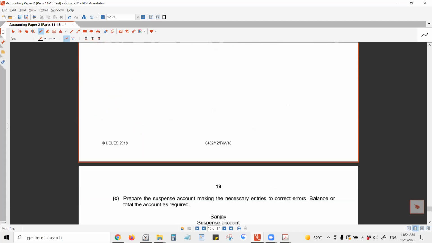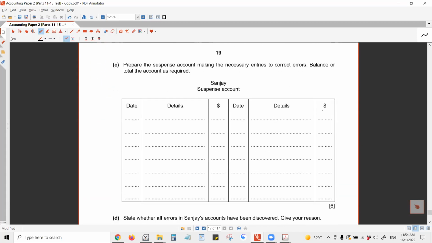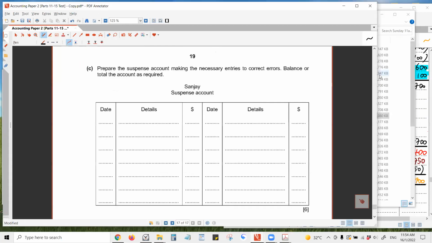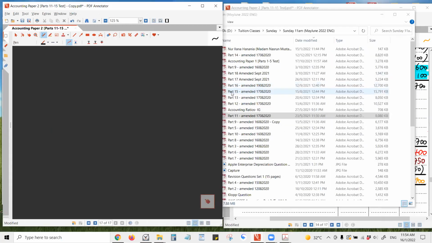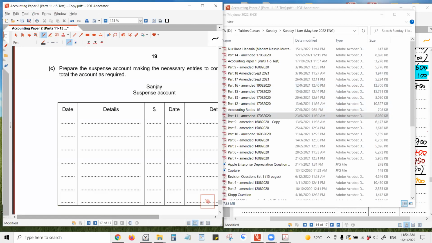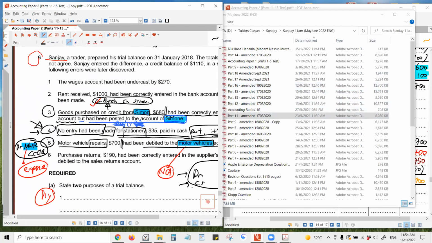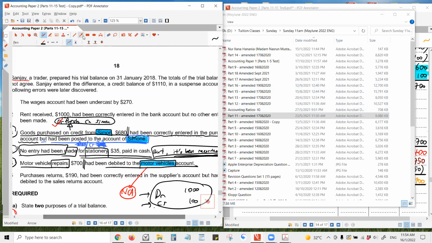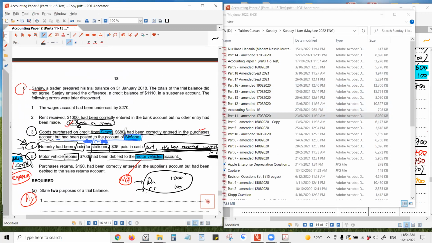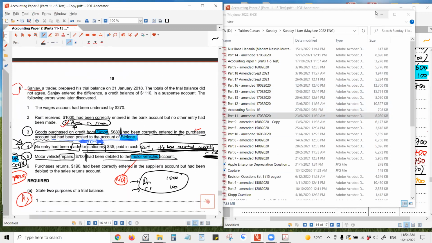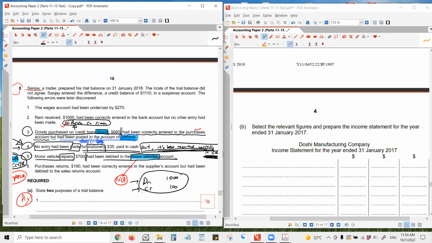Okay, next one. Question C. This time I show you side by side, easier for you to see. On the left, I show you the question. On the right, I show you the answering area. Let me adjust a bit, hold on. Okay, can still see, okay? On the right hand side, the answering area.